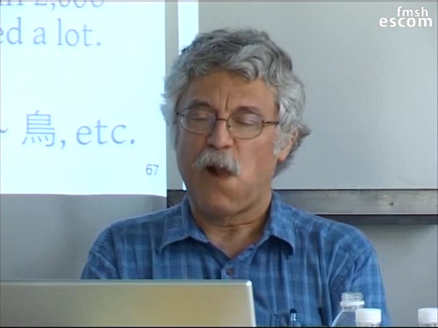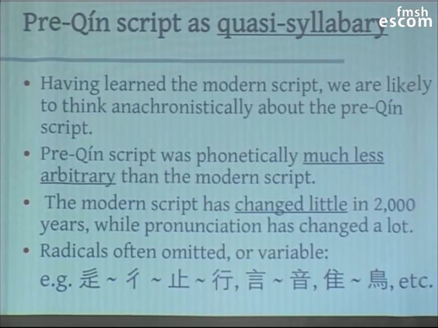I pretty much had to go over it, I don't remember how much, but it must have been very quick. So the point about the script is this: people who have learned the modern script, we suspect, are likely to think anachronistically about the pre-Qin script. The pre-Qin script was phonetically much less arbitrary than the modern script. And the modern script, as you know, has changed very little in the last 2,000 years or so, while pronunciation has obviously changed a lot.